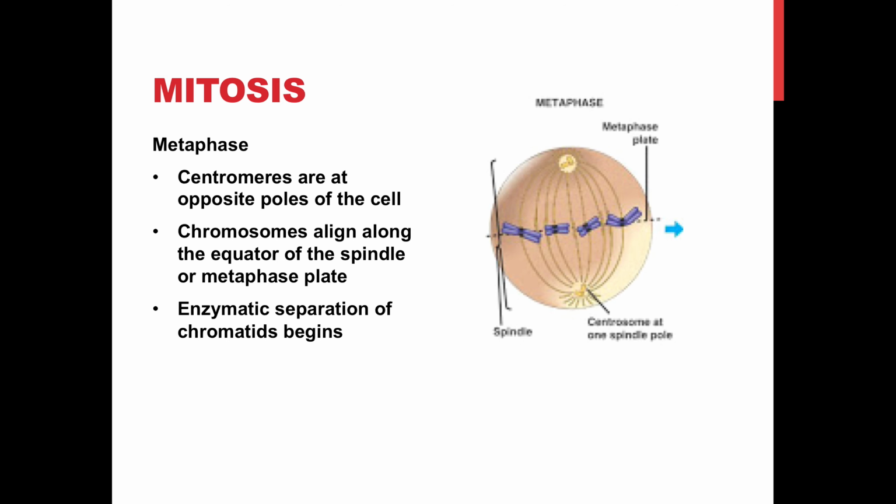So the chromosomes are going to start to be enzymatically cut in half at the centromere. Sorry, not the centrosome. At the centromere. It looks like I might have labeled this wrong. Here I put centromeres are at the opposite poles of the cell. That should be centrosomes are at the opposite poles of the cell. Sorry about that. The centromeres are what's holding the sister chromatids together. The chromosomes are aligned along the equator of the spindle, which is called the metaphase plate, and enzymatic separation of the chromatids begins.